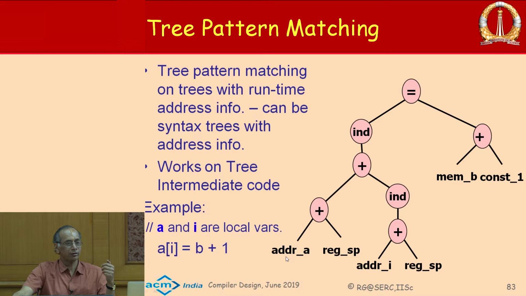How do I get the address of A? A is also a local variable, it is also in the stack, therefore, it is going to be offset from the stack pointer by a small offset. That offset needs to be added to the stack pointer, and that gives me the value of address of A, and to that address of A I take this offset value and then I add it. I get the address of A of I, correct.